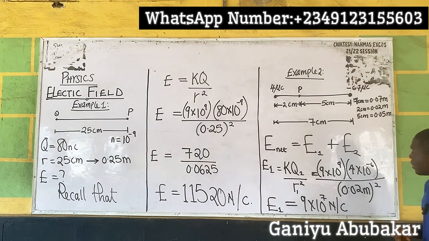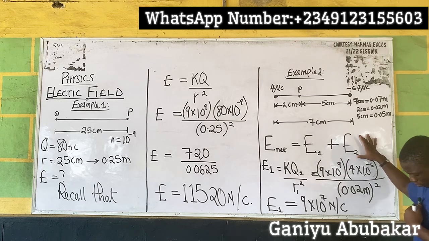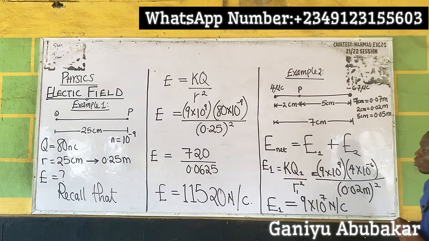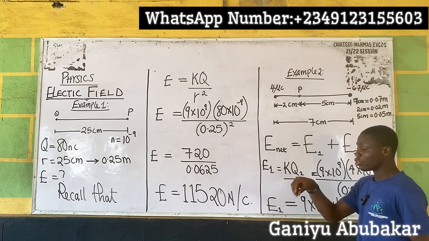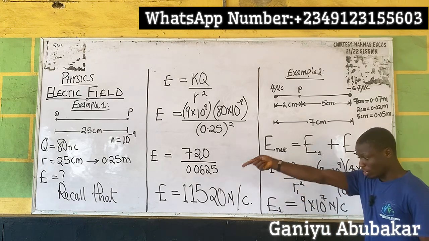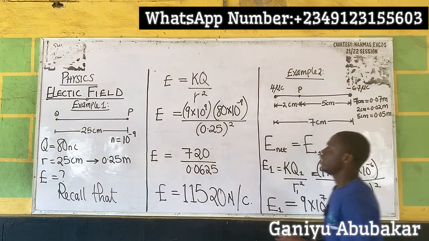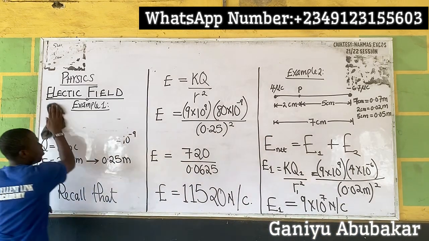Let's get the value for E2. What will be E2? That is the electric field at point P due to charge Q2. Let's get E2.